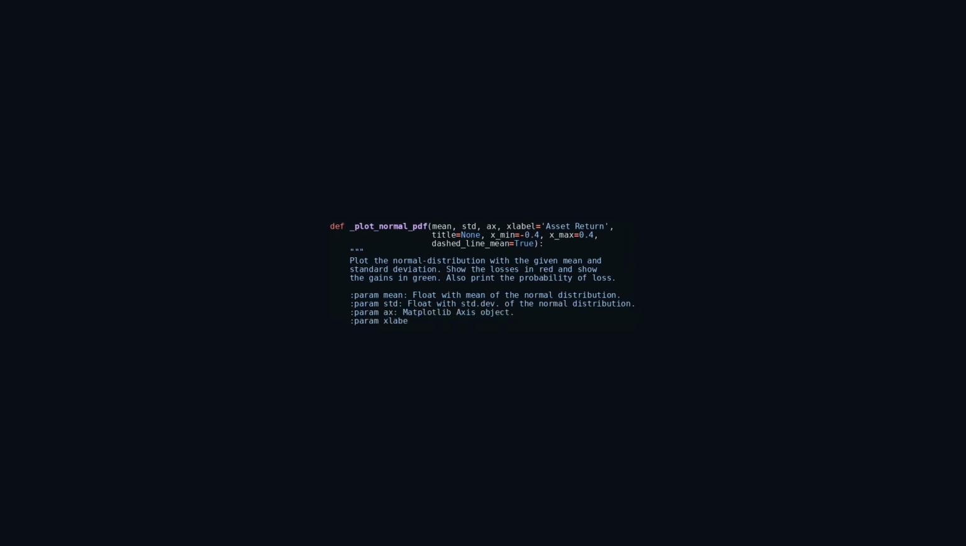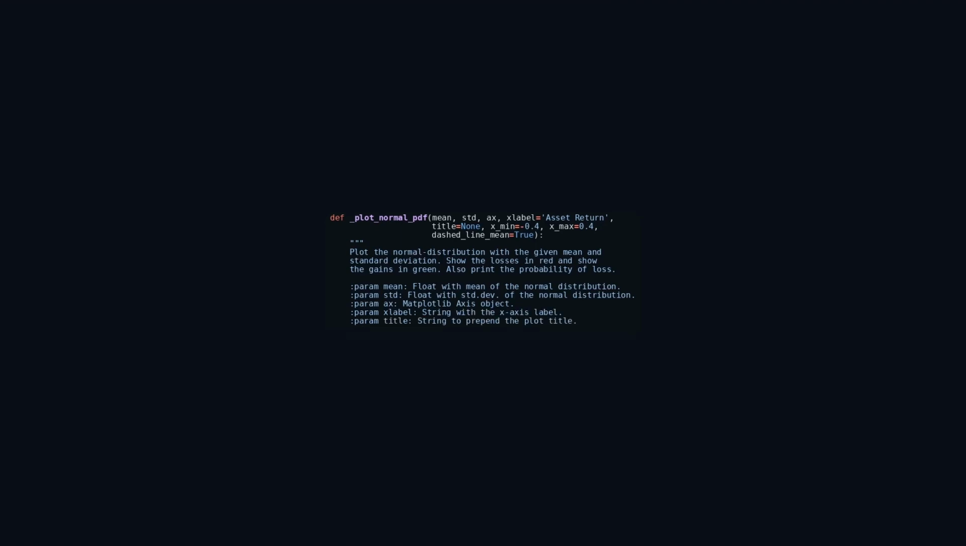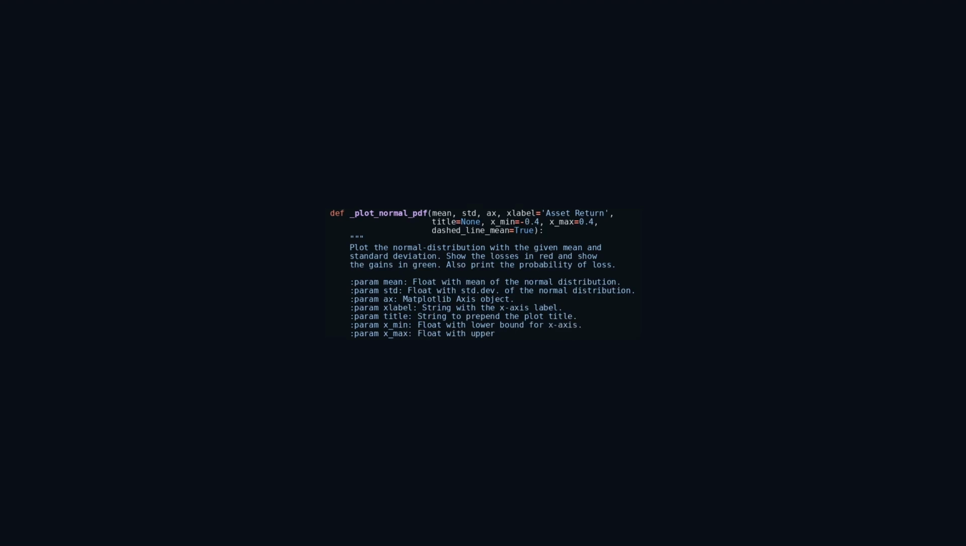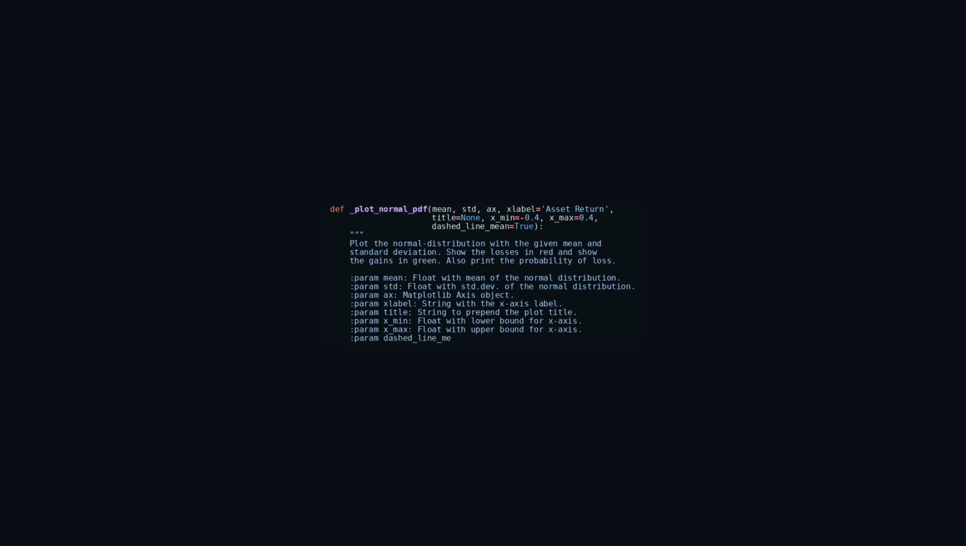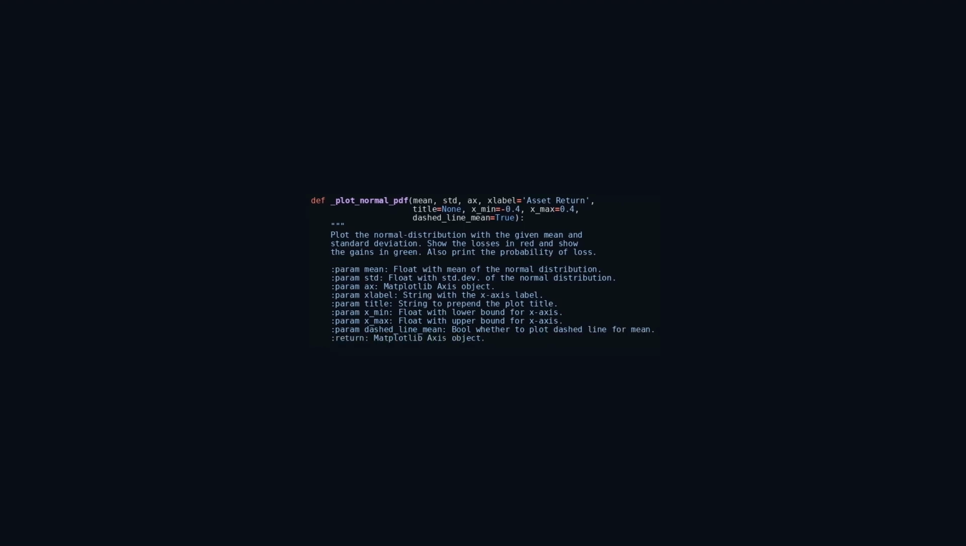The function first generates two arrays of x-values, each containing 100 values within the given x-axis range, split at the mean value 0. It calculates the corresponding y-values using the norm.pdf function from NumPy.